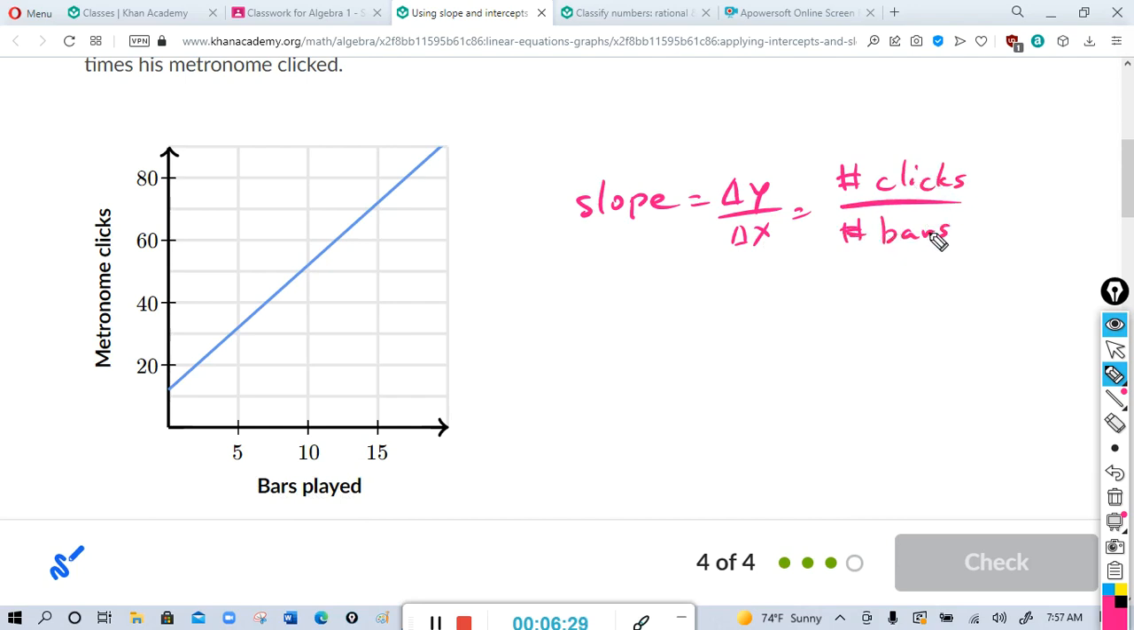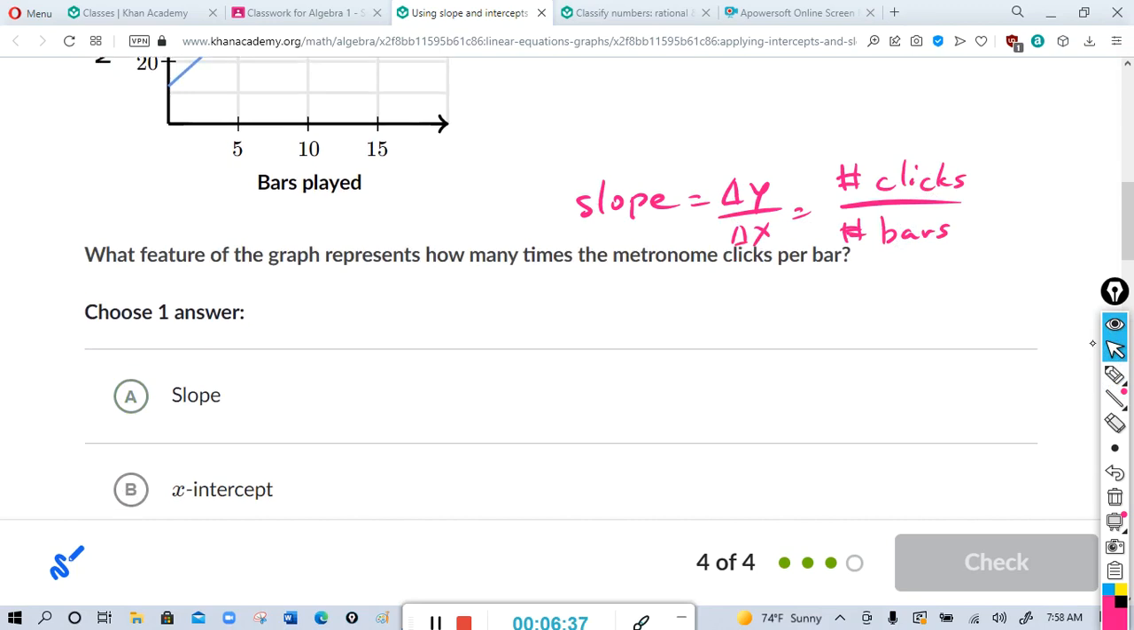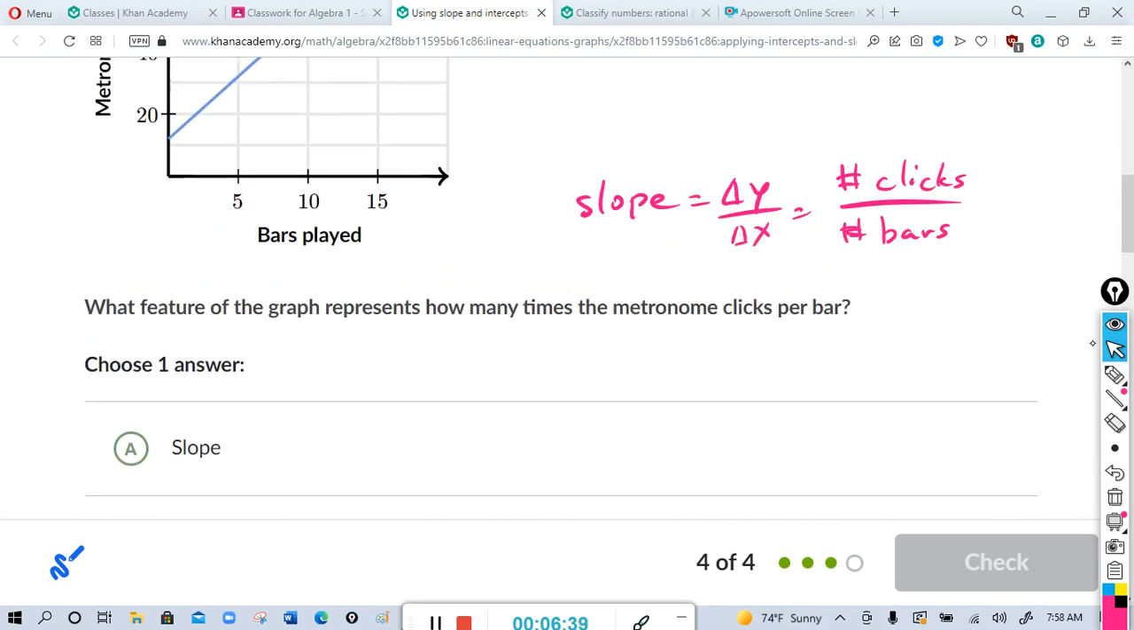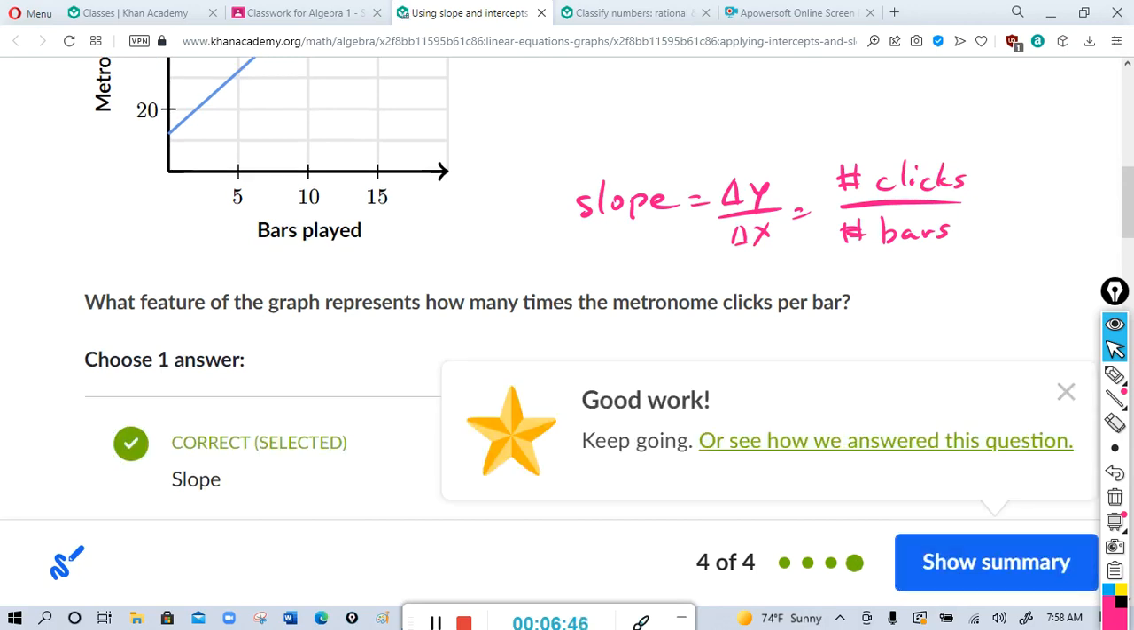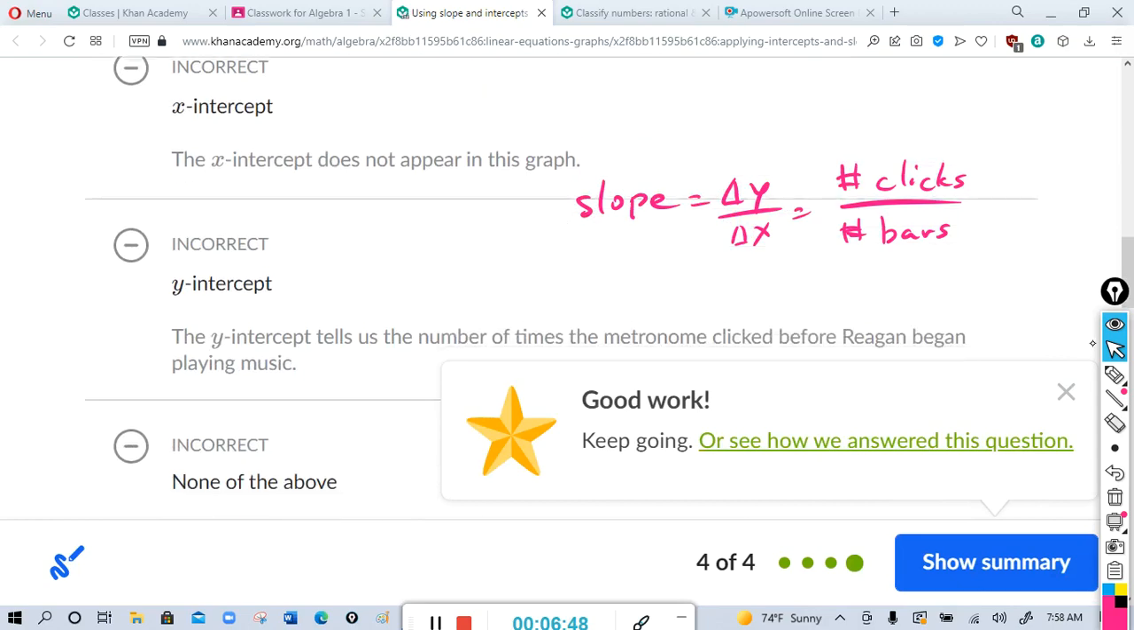Okay? So if you divided this out and found the slope, you'd have the number of clicks per bar. Which feature represents how many times the metronome clicks per bar? That would be the slope. All right, pretty easy.